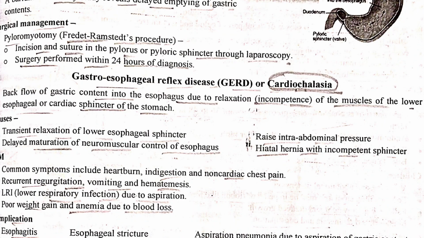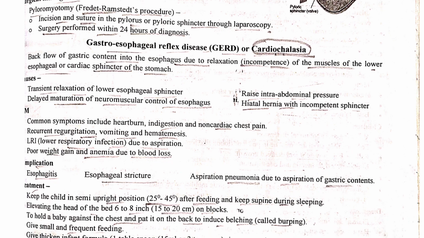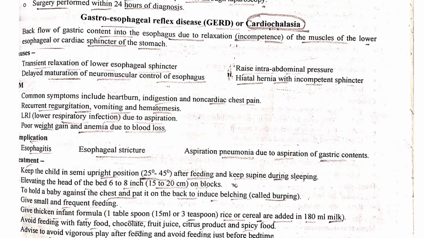Then gastroesophageal reflux disease, GERD or chalasia of the cardia. Backflow of gastric content into the esophagus due to relaxation or incompetence of the muscles of the lower esophageal or cardiac sphincter of the stomach. Causes: transient relaxation of the lower esophageal sphincter, delayed maturation of neuromuscular control of the esophagus, raised intra-abdominal pressure, hiatal hernia with incompetent sphincter.